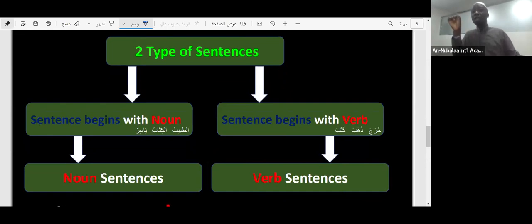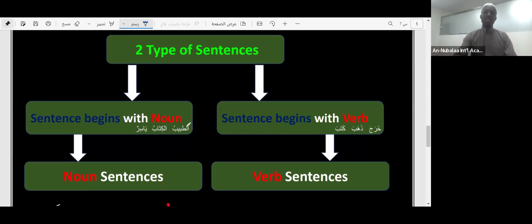We have al-jumlatu al-fi'liya, from the word al-fi'l. Alif lam, fa, ayn, lam, then you add ya and ta marbuta: al-fi'liya. The first one is al-ismiya: alif lam, alif hamzatul wasl, sin and mim. Al-ismu is from ismu, name. Then you add ya and ta marbuta: al-ismiya. Al-jumlatu al-ismiya, that is a noun sentence. Al-fi'liya is from the word fi'l, which is verb. We have a verb sentence.